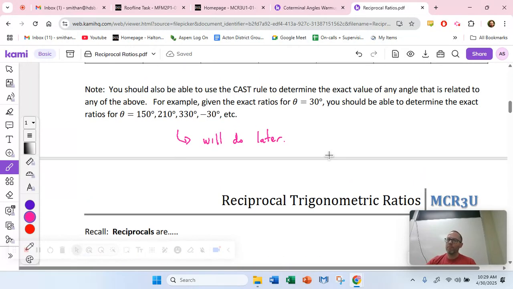Into the new stuff. Do you guys know what reciprocals are? Nina, do you know what a reciprocal is?